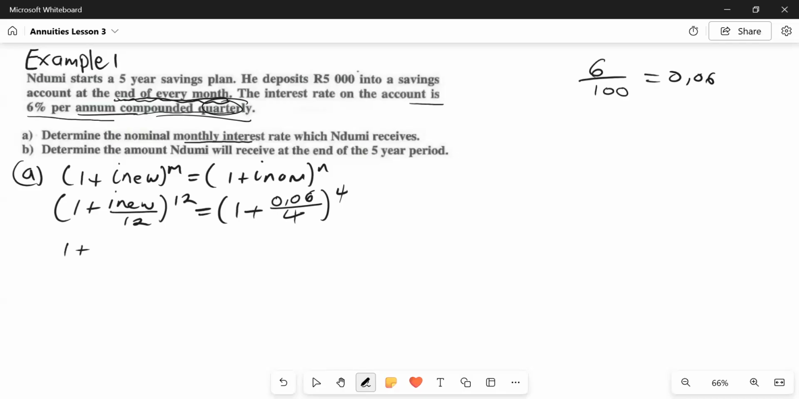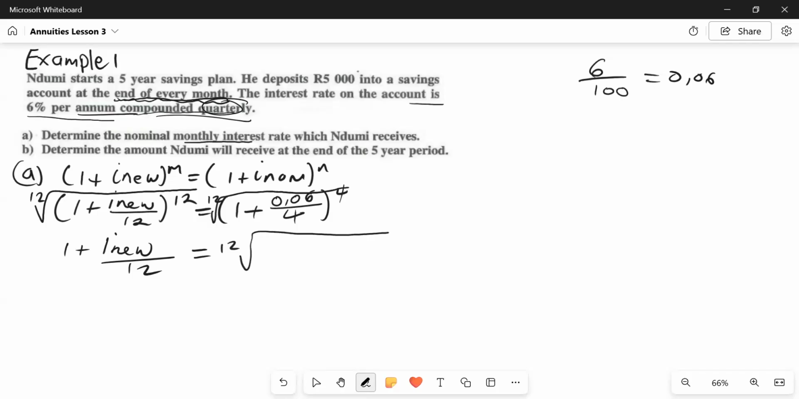Now you have to get rid of the brackets, right? So you have your 1 plus i new over 12 equals to, we take the 12th root on both sides. We take the 12th root, yeah? So now you'll have a 12th root of 1 plus 0.06 divided by 4, all to the power 4, right?